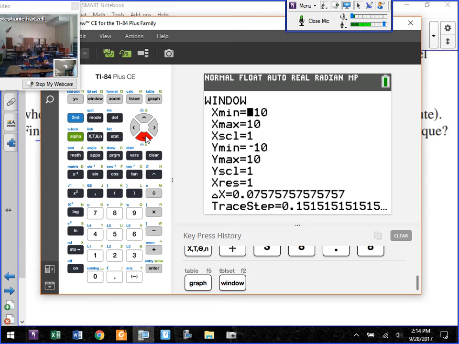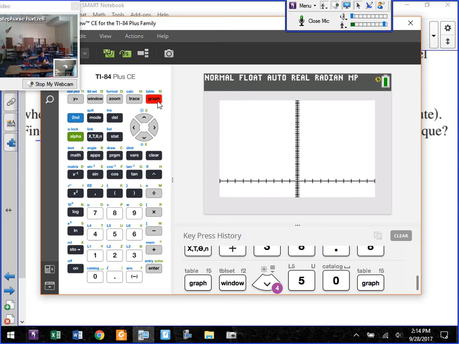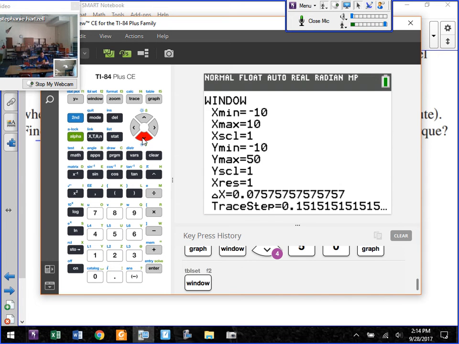So what we do is we just scroll down. Take a guess. Put 50 in and see what happens. Hit graph. See if you see it. Remember, tilt forward. No. Change it again. Try 80.